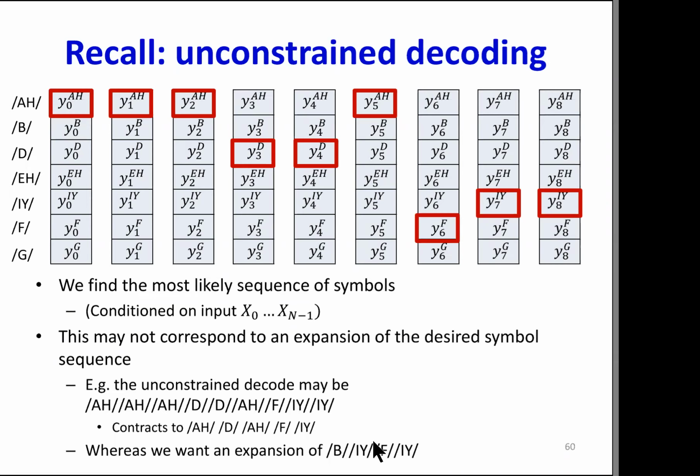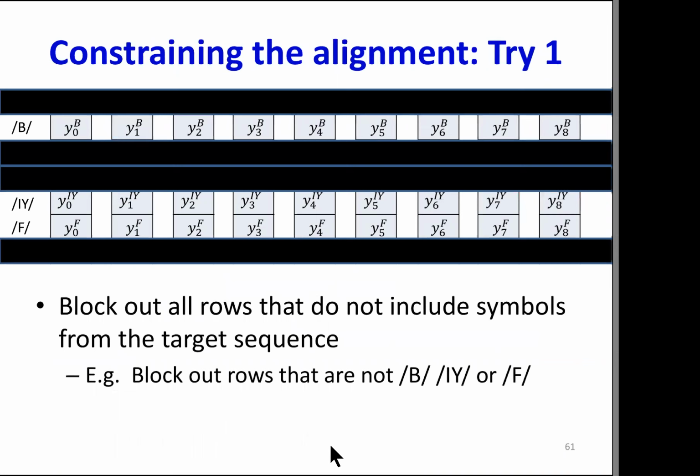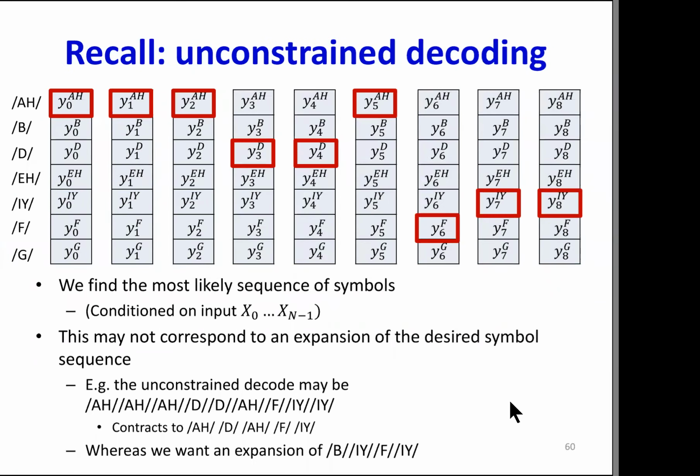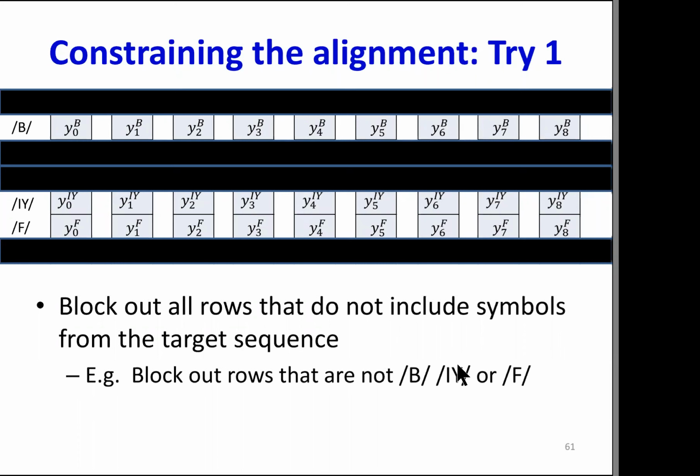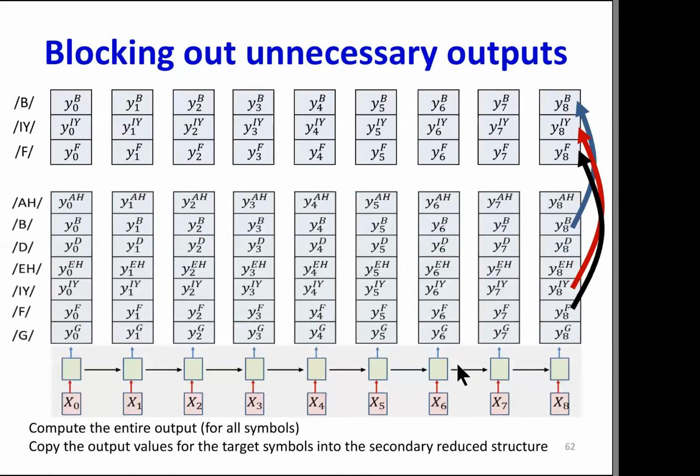The first thing you would do is to ensure that you only consider these symbols, right? So you would knock off all the rows in this probability table that are not B, E, or F if your target symbol sequence is B, E, F, correct? Yes. Right. So now what I'm doing is pulling out the rows corresponding to my target symbols and then working only off of these.